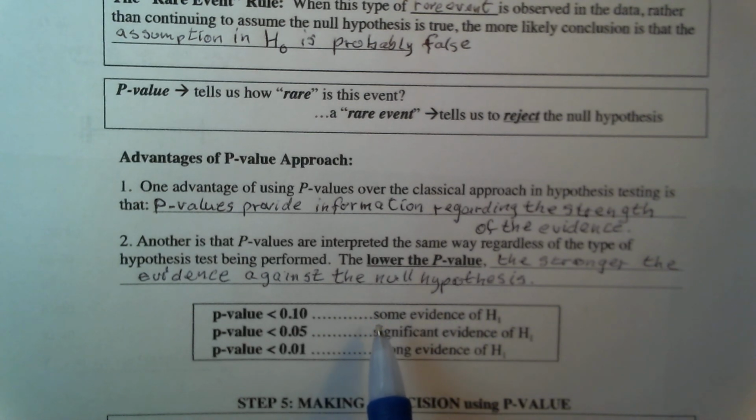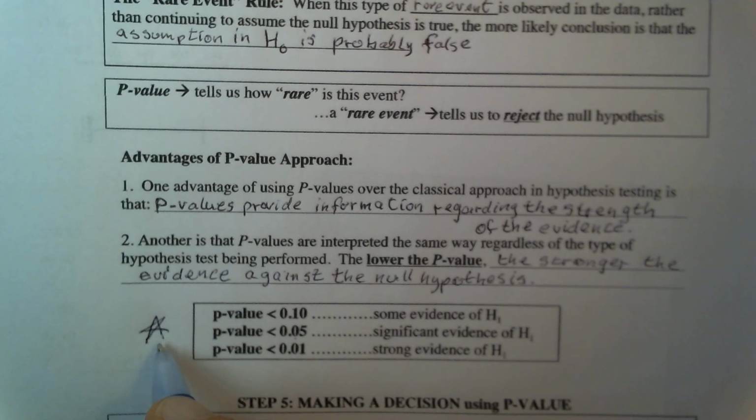So how strong is the evidence? If the p-value is less than 0.1 or 10%, some evidence of H1, the alternative hypothesis. P-value less than 5% or 0.05, significant evidence of the alternative hypothesis. P-value less than 1%, very strong evidence of the alternative hypothesis. So you may want to remember these, how the strength is measured.